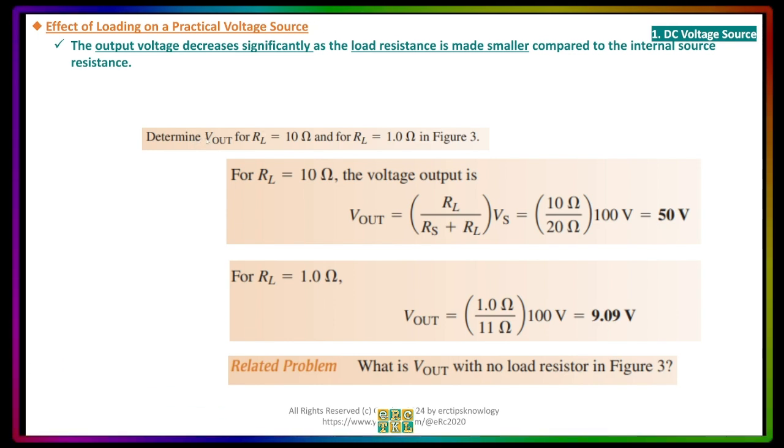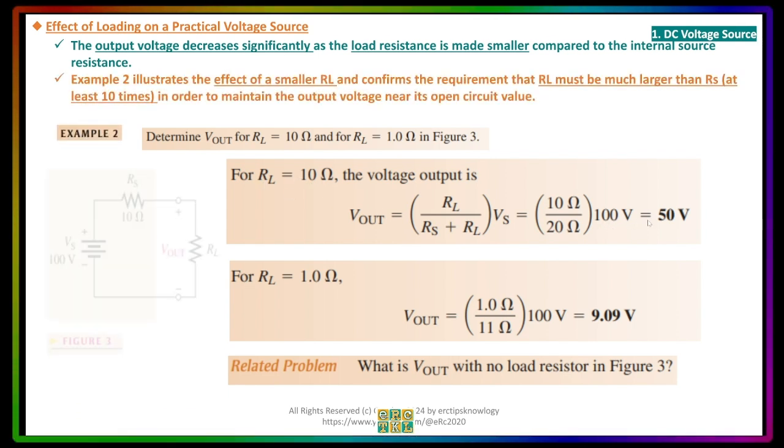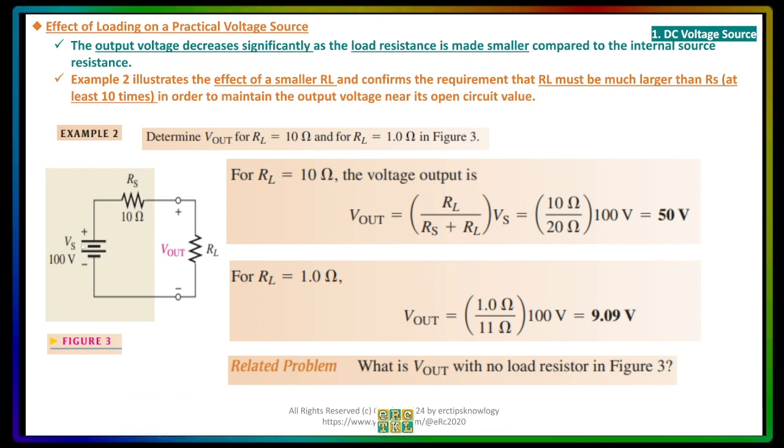Now here, let's determine the V out for RL 10 ohms and RL 1 ohm in the same figure. If you made the 10 ohms for the RL, we got 50 volts. And where's the figure? Let's see the figure. This is the figure. We have 100 volts. And this time we have only 10 ohms of RS, and the RL is also 10 ohms. If that happens, we will have 50 volts only.